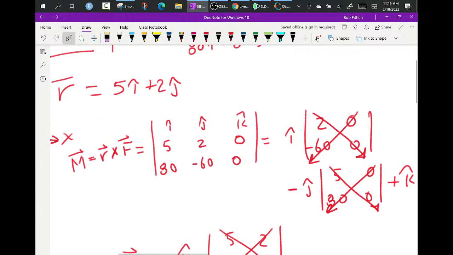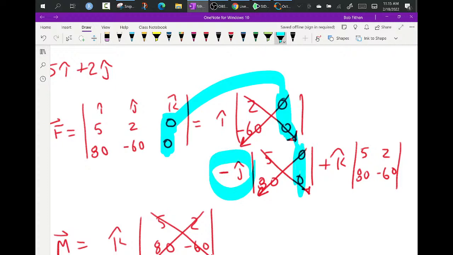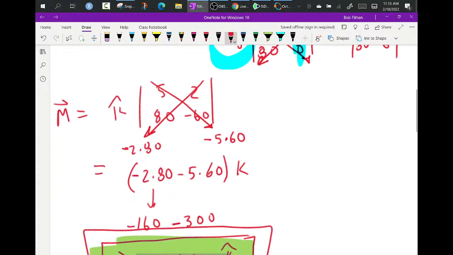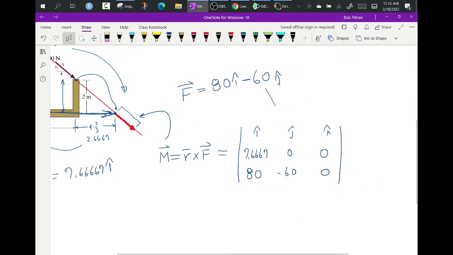Here's the key. Any matrix I have, if I have this right here and this here, 2 zeros, I will never have these 2 zeros end up here, and they end up here, meaning I'll never have an I, and never have a J. So I can just go straight to the K if I want to. And if I go straight to the K, I will end up with K times 7.666. I don't know how many times you want to repeat that. 80 minus 60.